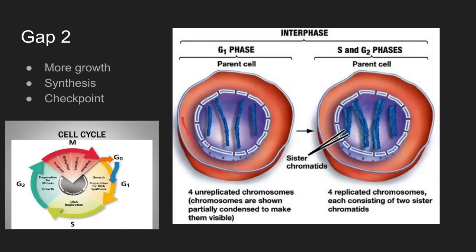Right here is a great example of interphase. You see the parent cell at the start, and this is not drawn to scale, by the way. This after a G2 phase would be much larger than this first one, and you can see right here the chromosomes were replicated, so it looks much larger, but that's because they're doubled.